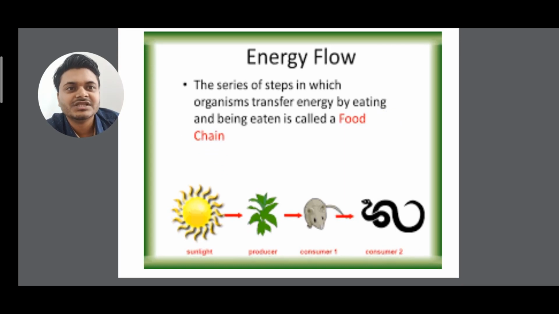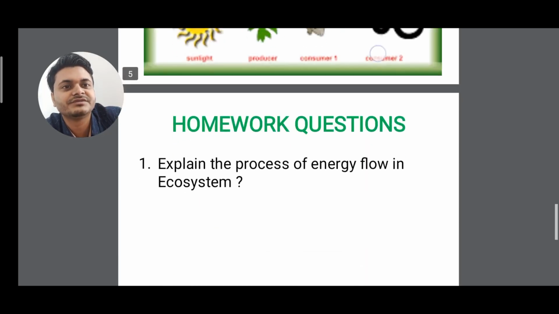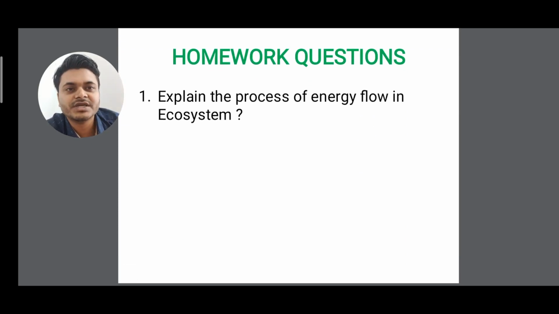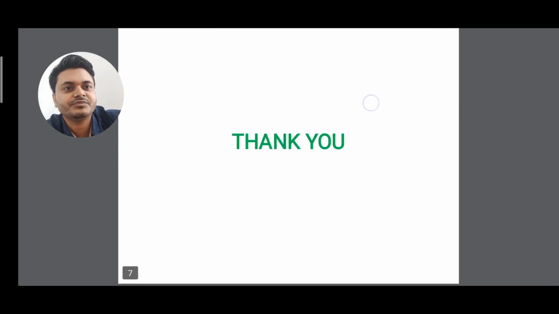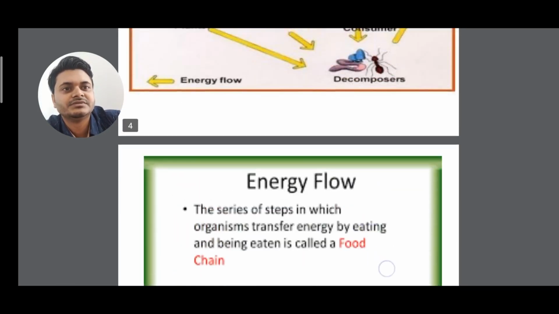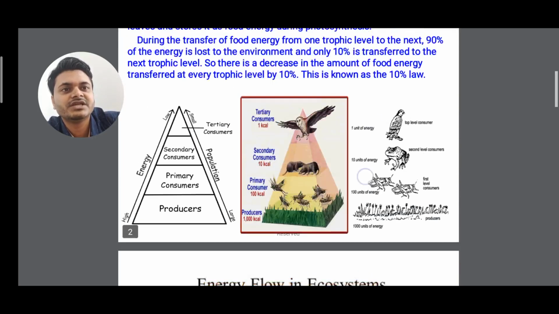The series of steps in which organisms transfer energy by eating and being eaten is called a food chain. Clear? So this energy is transferred in the process of one organism eating another. Students, homework question: explain the process of energy flow in ecosystem, how the energy is transferred and what percent of energy is deducted. This will be your homework. Clear? All right, I hope all of you have understood the video lecture.